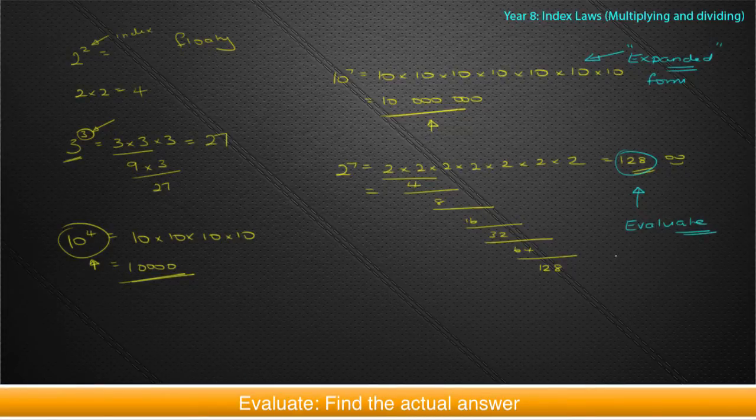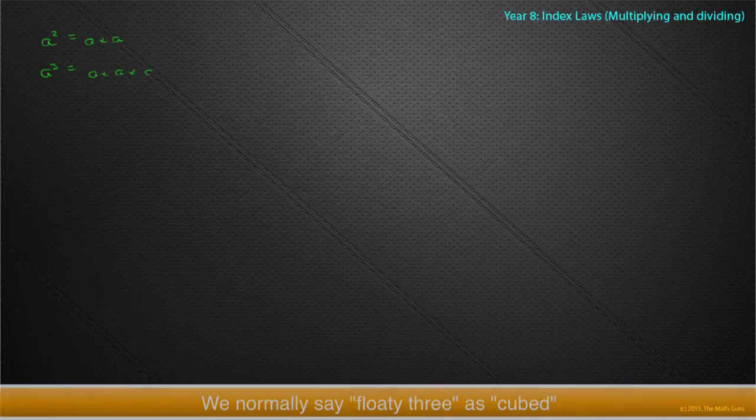So that's it with numbers, but what about letters? Does it work that way too? Well, of course it does, because a floaty number tells you to write that base thing as many times as the floaty number has, and just put times signs between it. So let's say a squared. We know that is a multiplied by a. And we know that a to the floaty 3 means a times a times a. And a to the floaty 4 is a times a times a times a.